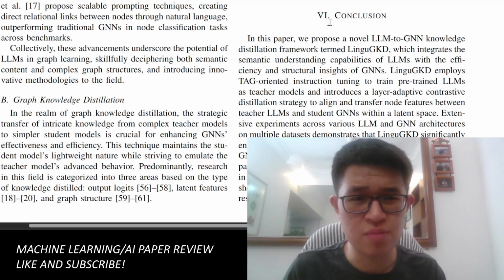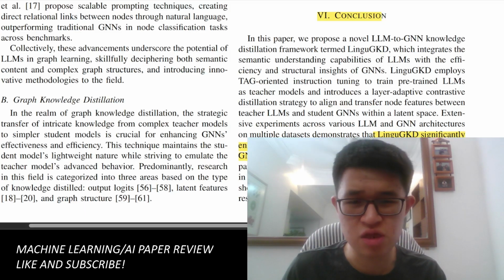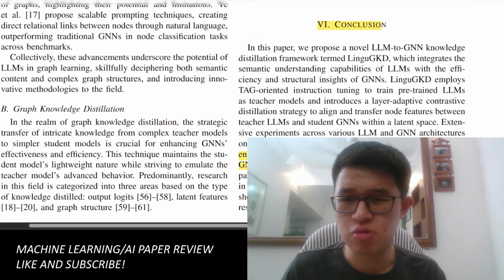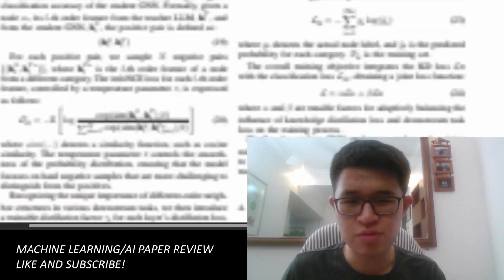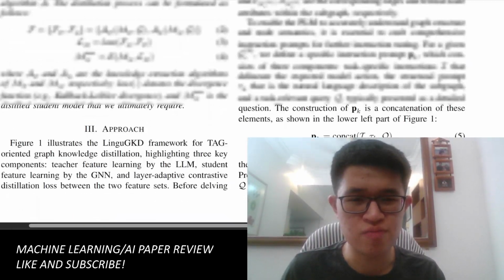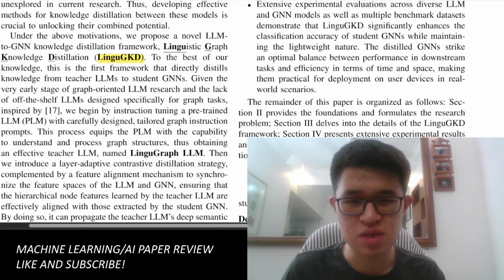So blah blah blah blah blah. So here's the conclusion. It pretty much says that their approach enhances the prediction accuracy and convergence rate of GNNs just by doing this kind of knowledge distillation strategy. So that's pretty much that. But the more interesting thing would be their methods, right? So let's take a look at their method for a second.